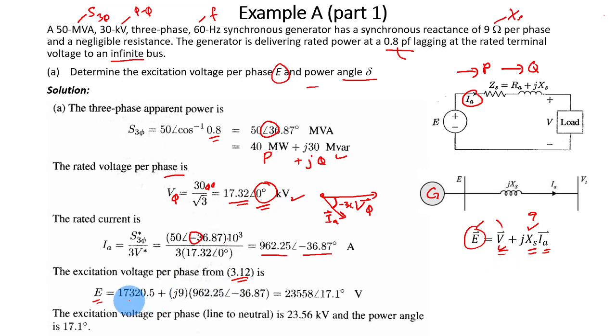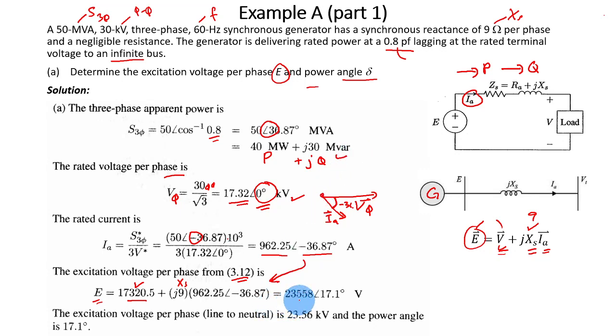Okay, this is the phase voltage V plus jXS times IA. What is j9? It is jXS. XS is 9 ohm per phase, multiplied by the current IA, which is the current we just calculated. If you multiply that out, you will get the generator voltage.